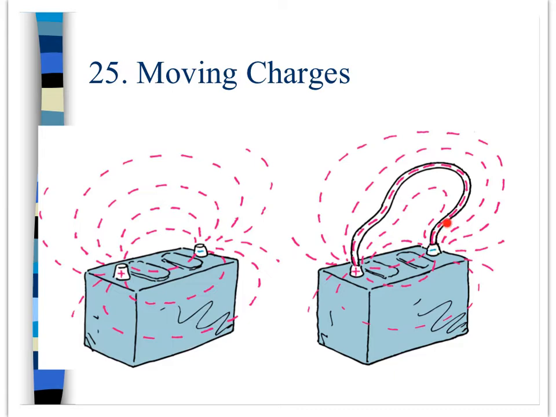However, if we connect a wire, we can allow those electrons to go from the negative side to the positive side. And in the process, we can make them do something for us by making an appliance work or something along those lines.